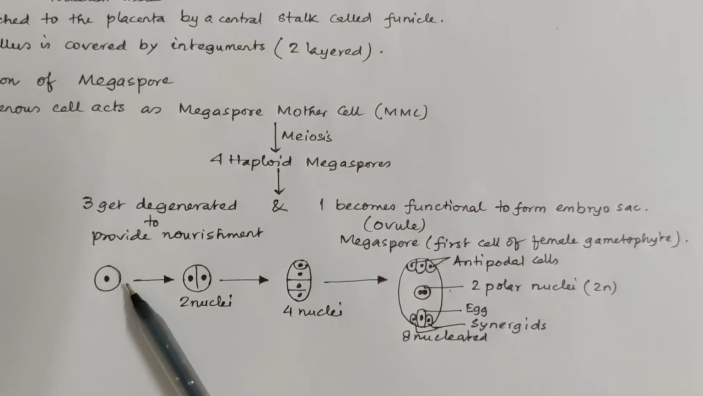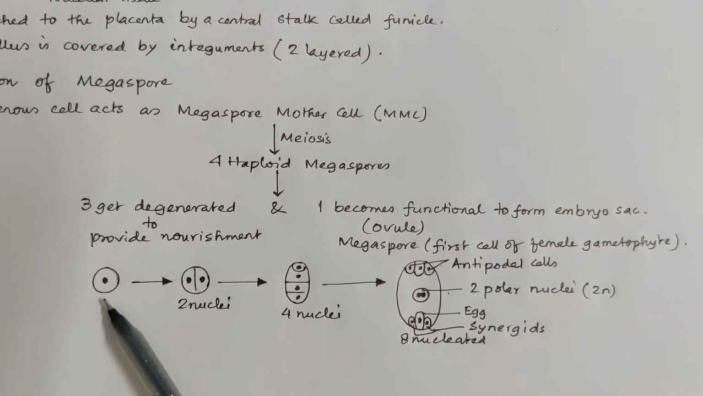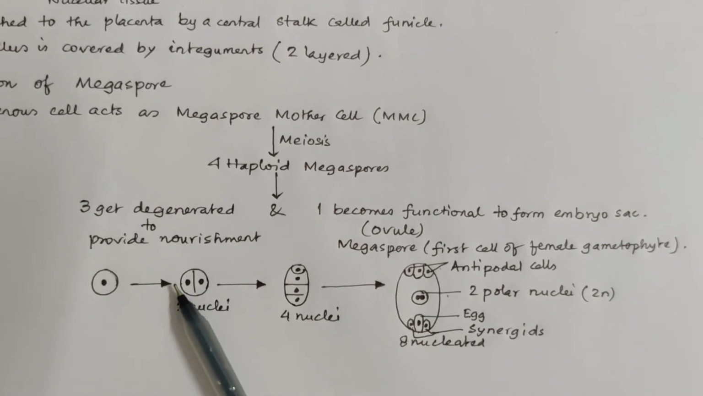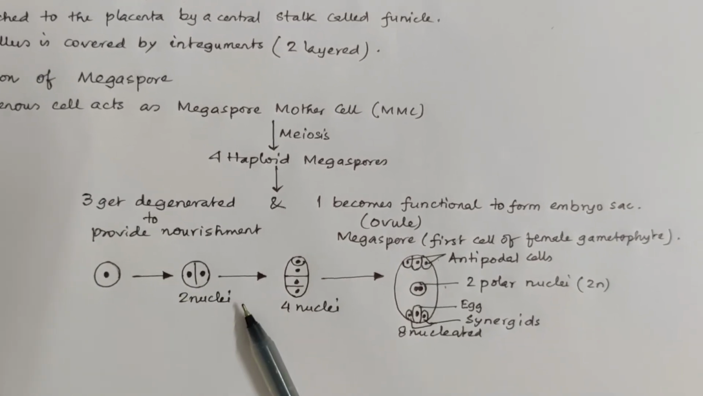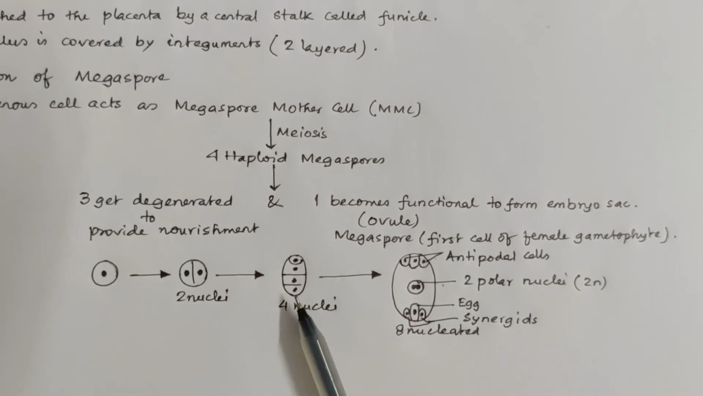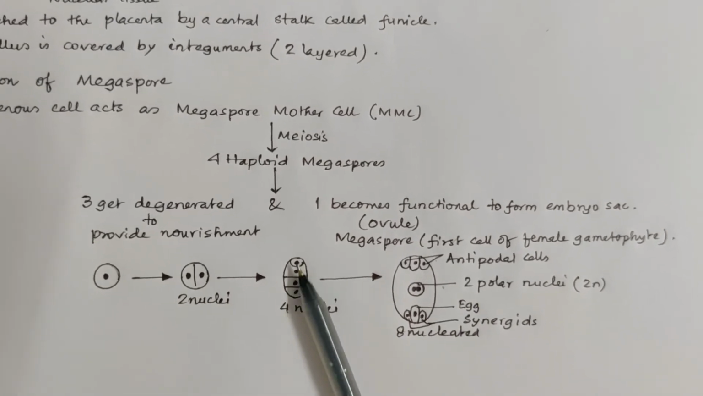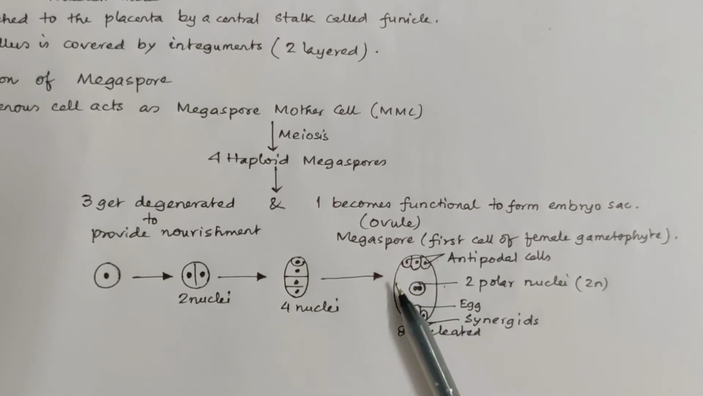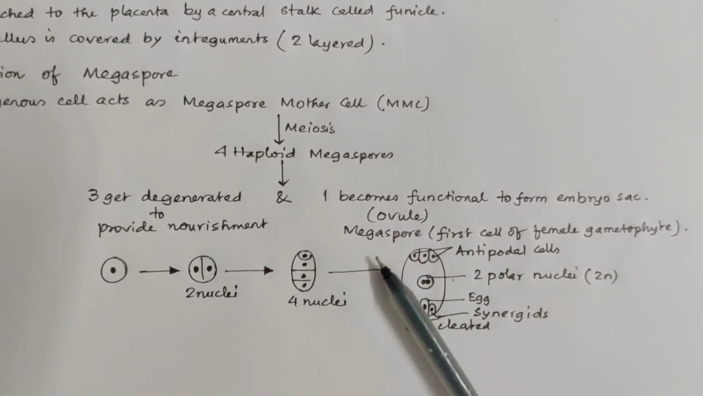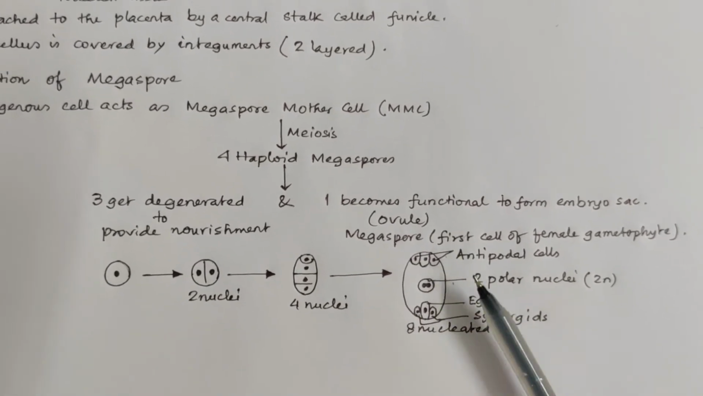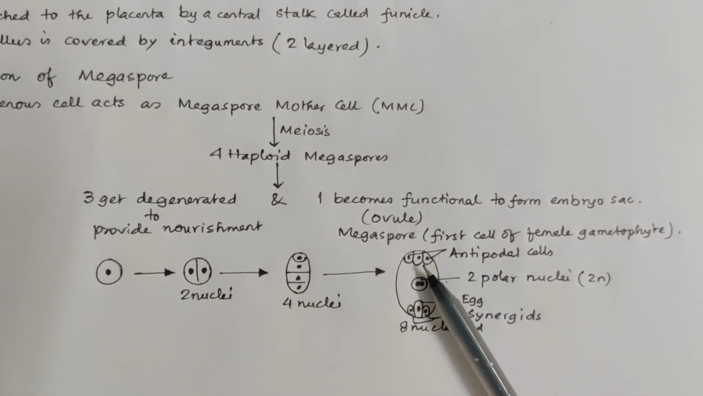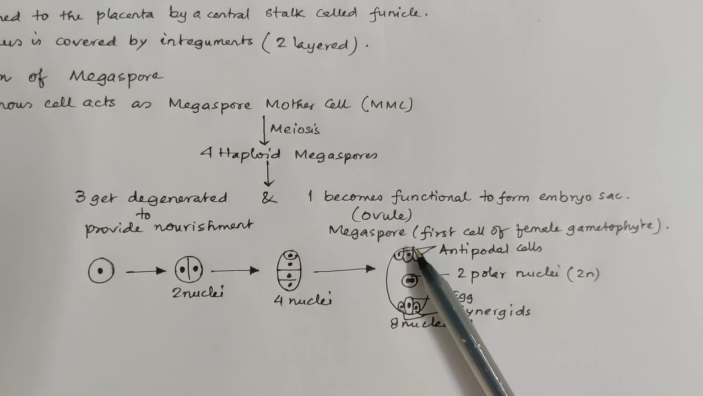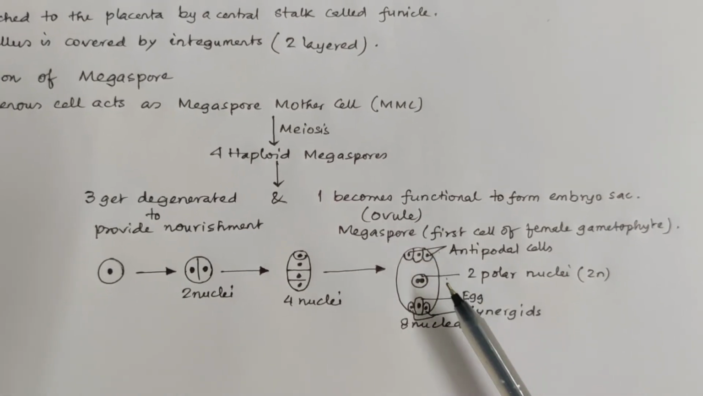This megaspore is the first cell of female gametophyte. As you can see the step by step formation, this is one nucleated which undergoes mitosis and forms 2 nucleated stage. This 2 becomes 4 nucleated stage, and finally it becomes 8 nucleated stage, in which we have this structure. This is embryo sac. It contains 3 antipodal cells on the chalazal end. This end is called chalazal end.